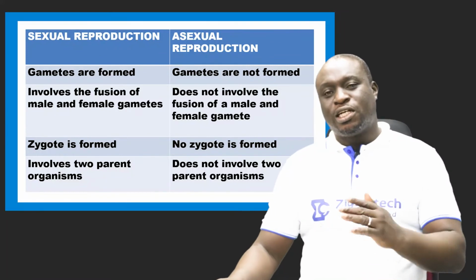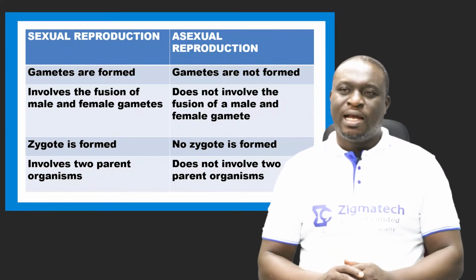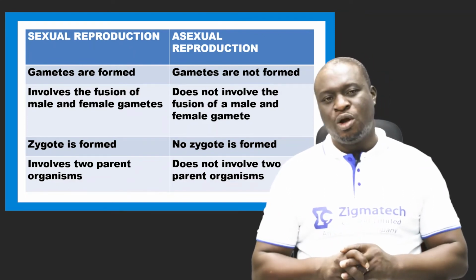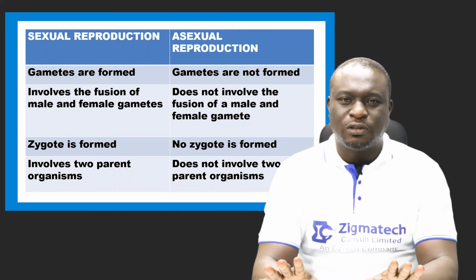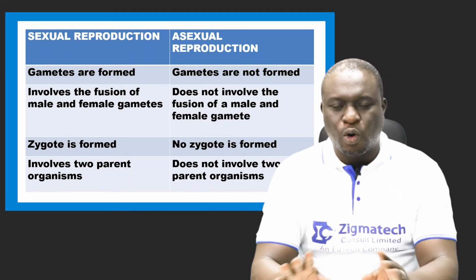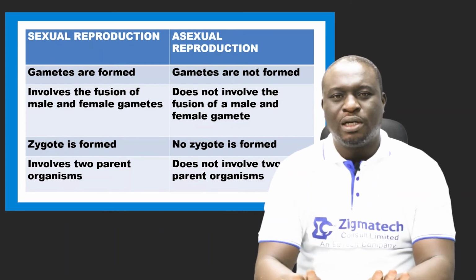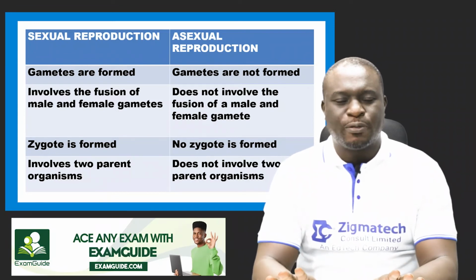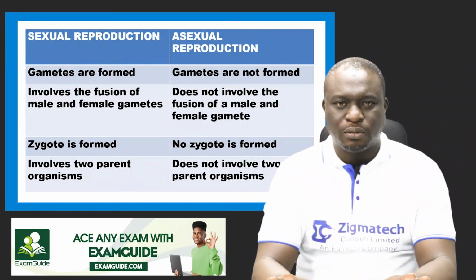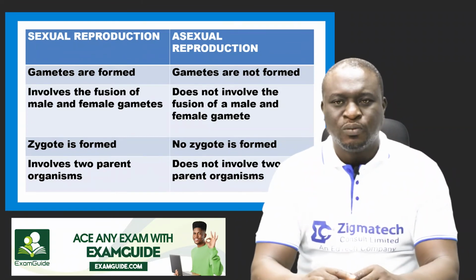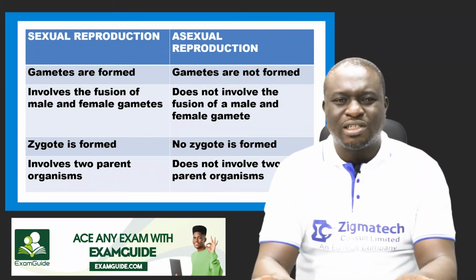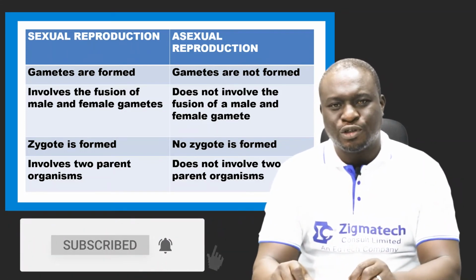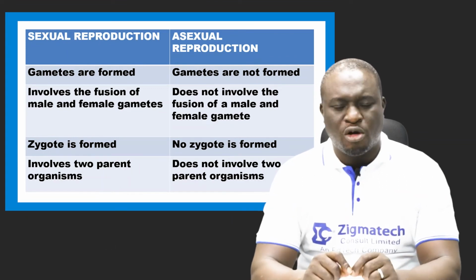All right, let's take a look at differences between sexual and asexual reproduction. We're actually going to be looking at 4 differences. Number 1, in sexual reproduction, gametes are formed. But in asexual reproduction, no gamete is formed. Number 2 is that in sexual reproduction, there is a fusion or union of gametes. But in asexual reproduction, there is no union or fusion of gametes.